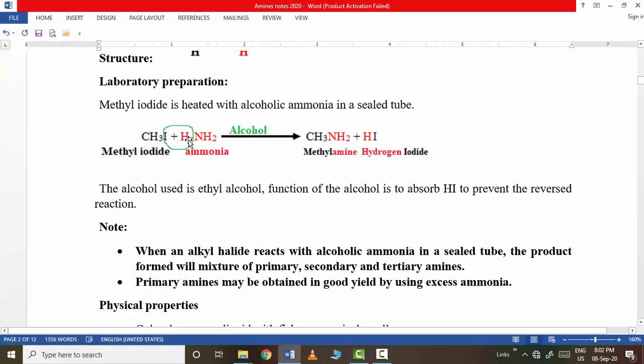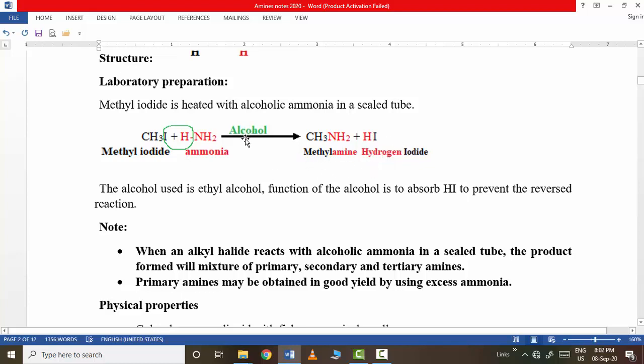Hydrogen from the ammonia and iodine from the methyl iodide will combine to form hydrogen iodide. The remaining methyl and the amine are going to combine to form the methylamine. You can see the black color of the methyl and the red color of the amine. So methylamine. Even in the naming I have used different colors.